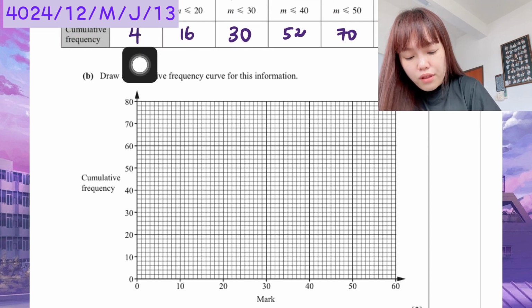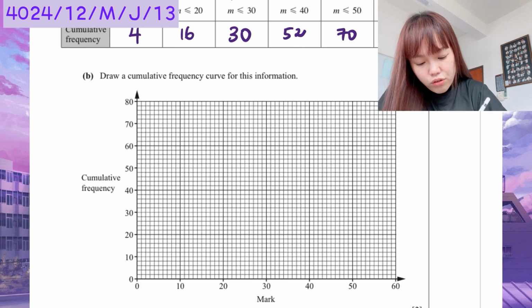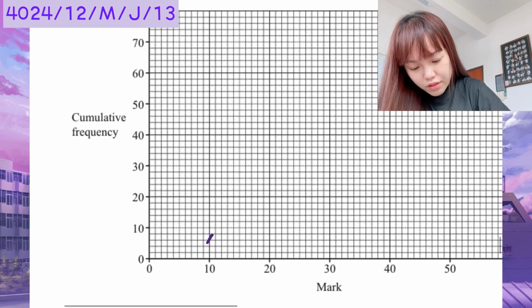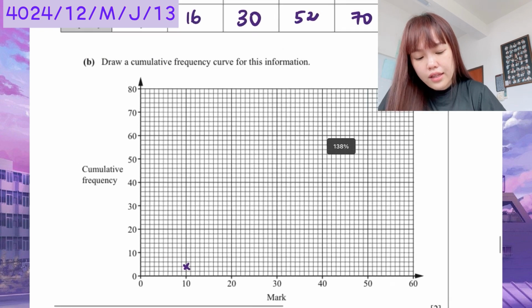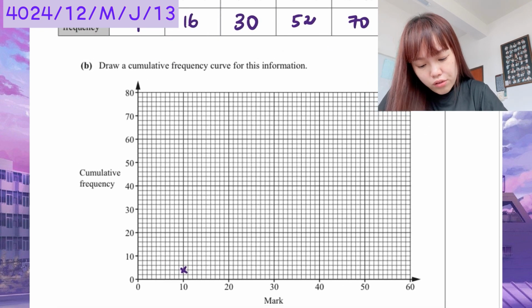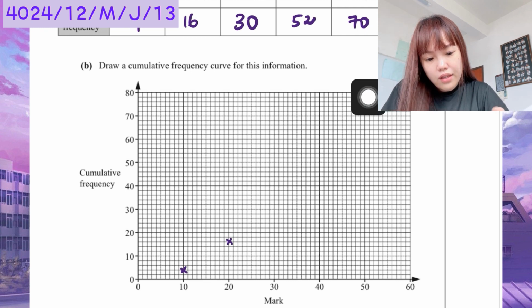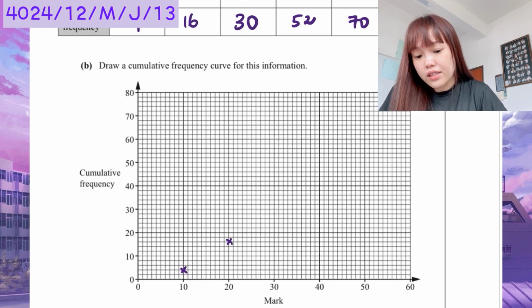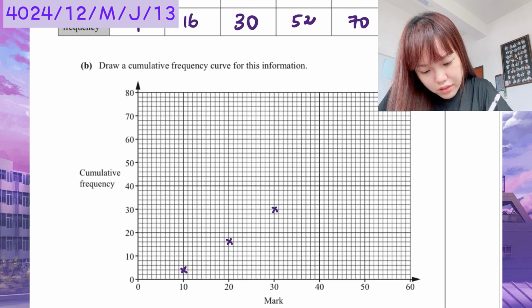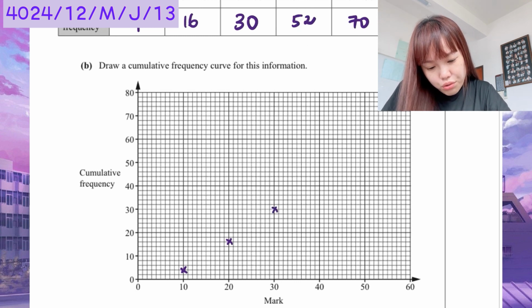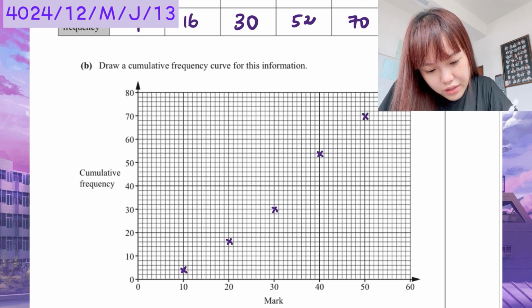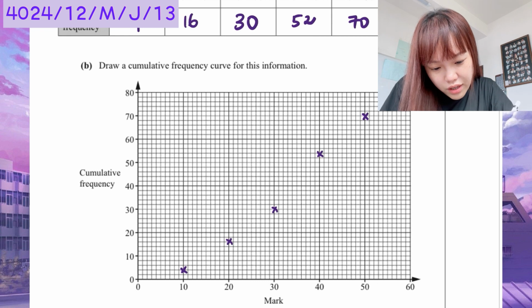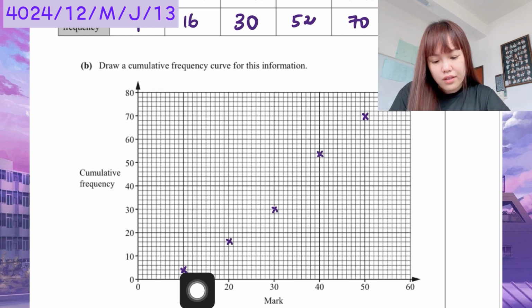Okay, so 10 here is 4, less than 10, so 10. 4, we zoom in now, 4 is here. And then that 20 you refer is 16, so you plot at 16. And then 30 is also 30. 40 is 52. 50 is at 70. I hope I did not see wrong. 60 is at 80. Okay, correct or not?